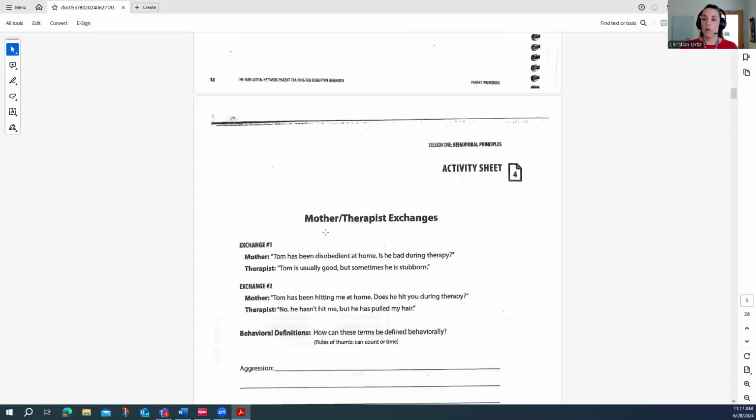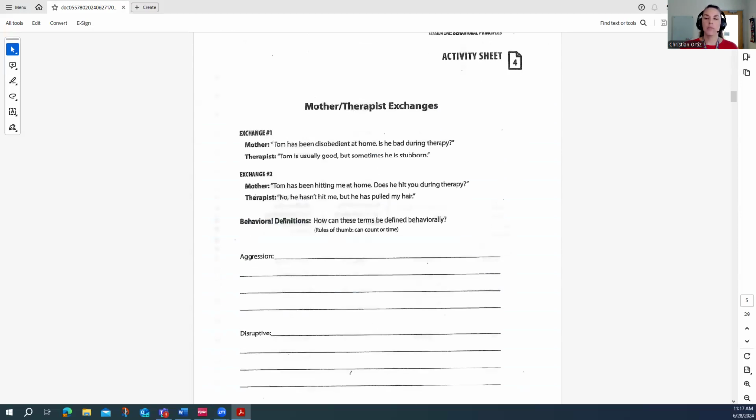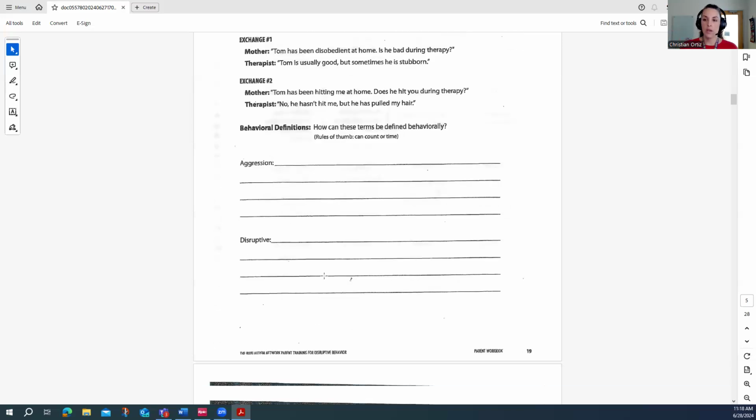And here are more examples. This is specifically being able to describe what aggression is and what disruptive is. And so the behavioral definition is, remember, something that you can see, something you can count. It's not a feeling. So it's something that you can describe.